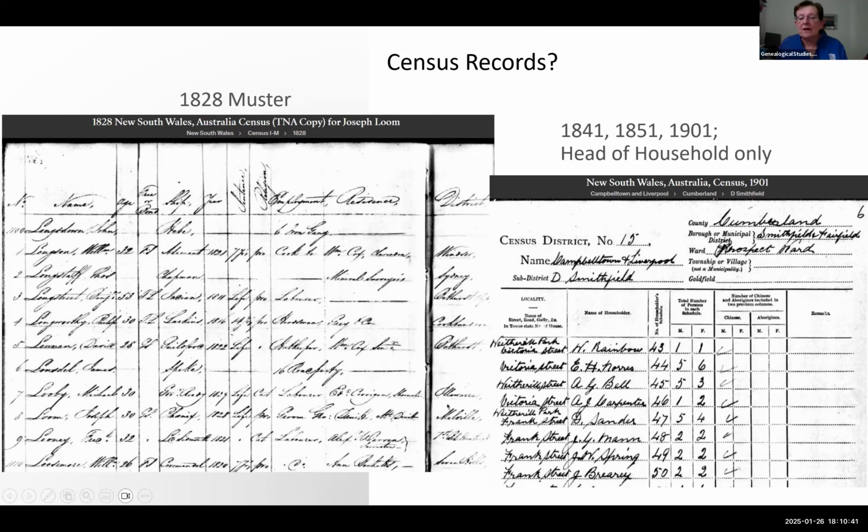He came on what ship? He was a government servant, in other words, he was a convict. He came on the Phoenix in 1828, so he's only just made it to Australia in time for the muster. Yes, and he's transported for life. He cannot go back to England.